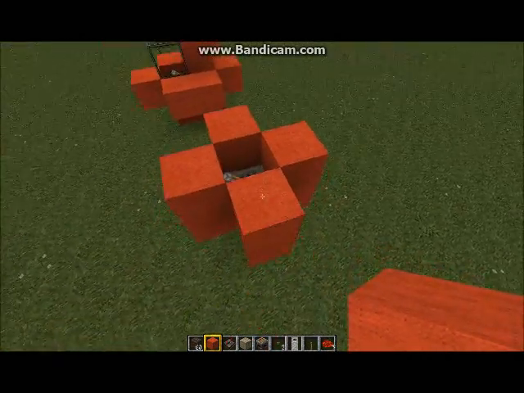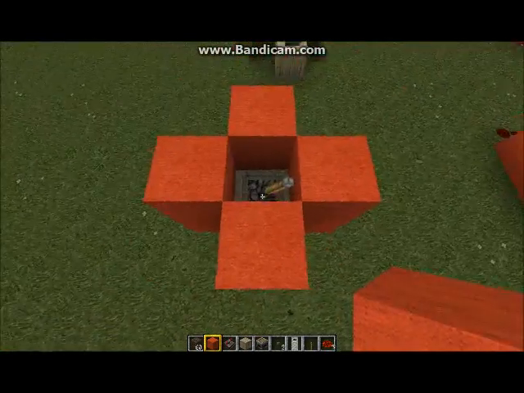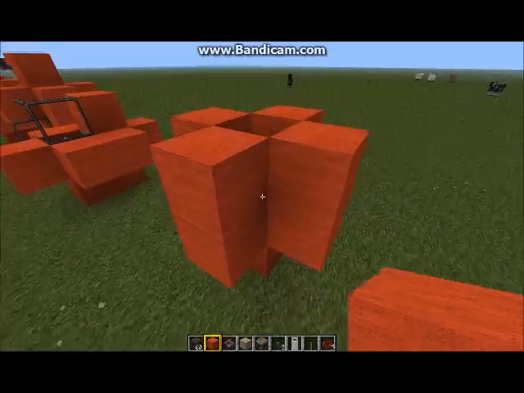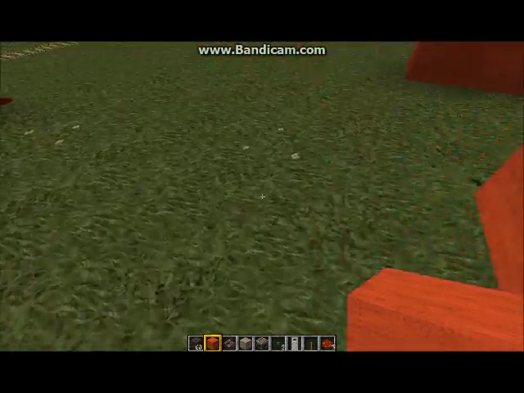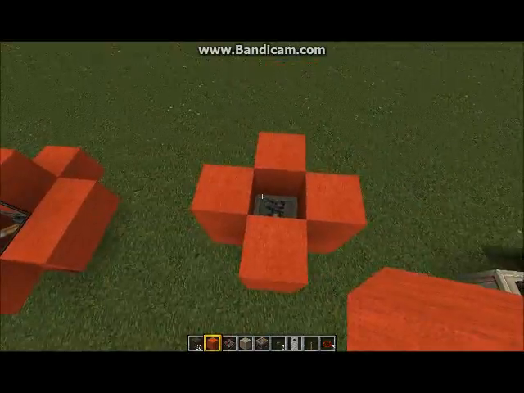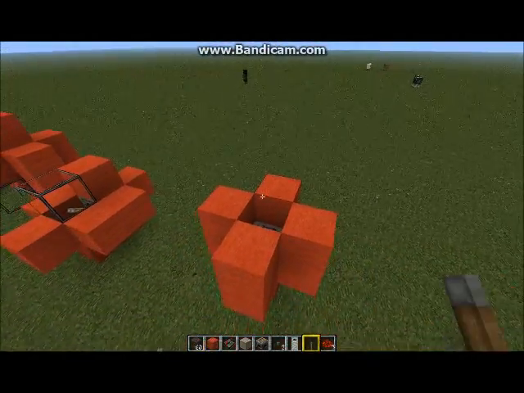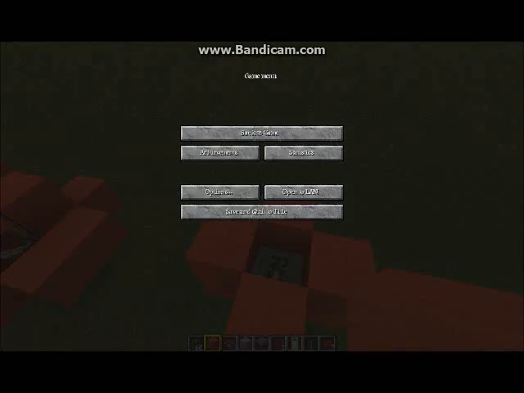So this diagram shows the blocks powered by a lever if it's on the top of a block. Pay attention. Are you surprised at all? You know, there are some interesting things there.